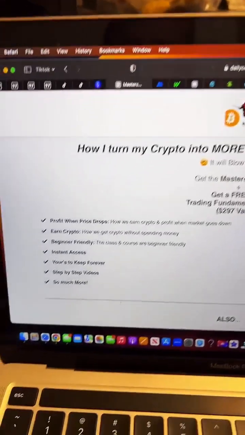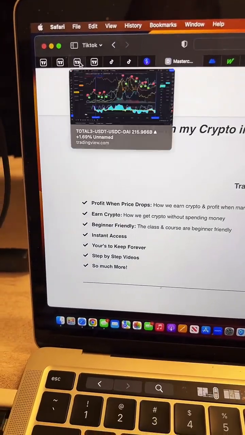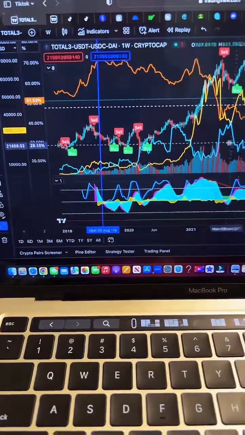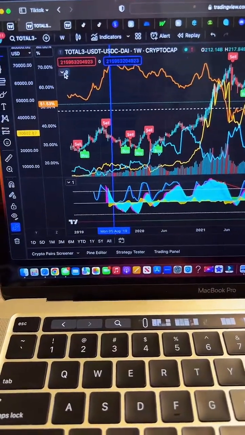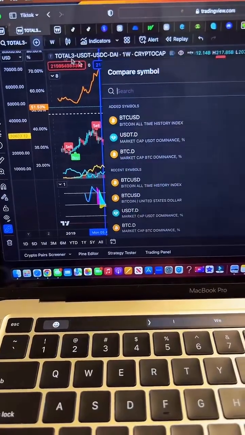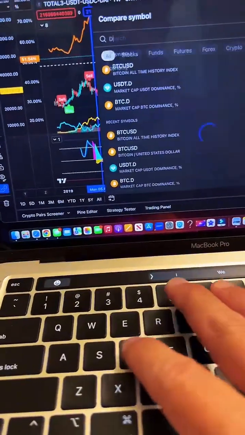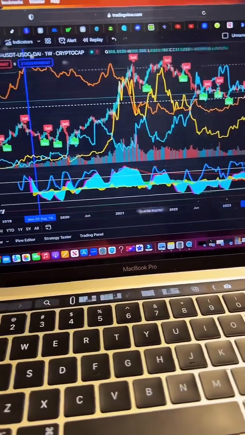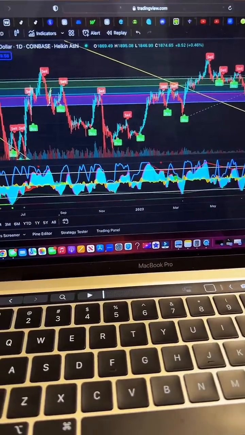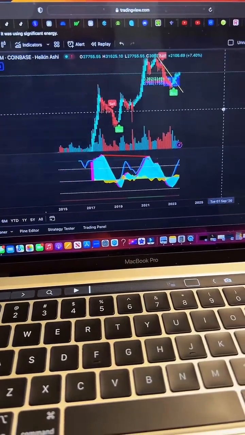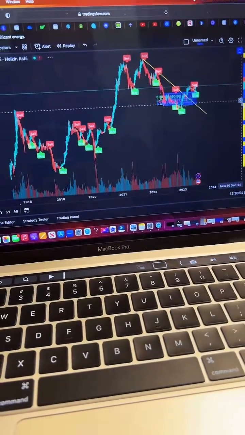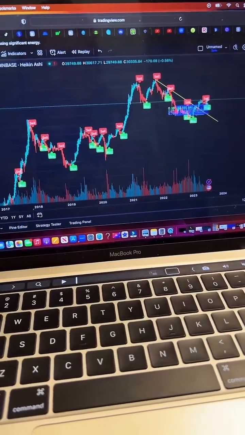Thanks, Zach. Let me add something in here. Let's add in SHIB. Let me go to a different chart for it though. Let me go to Bitcoin here. Let's go to the weekly. Check this out. You're going to want to see this. Let's add in the SHIB chart.